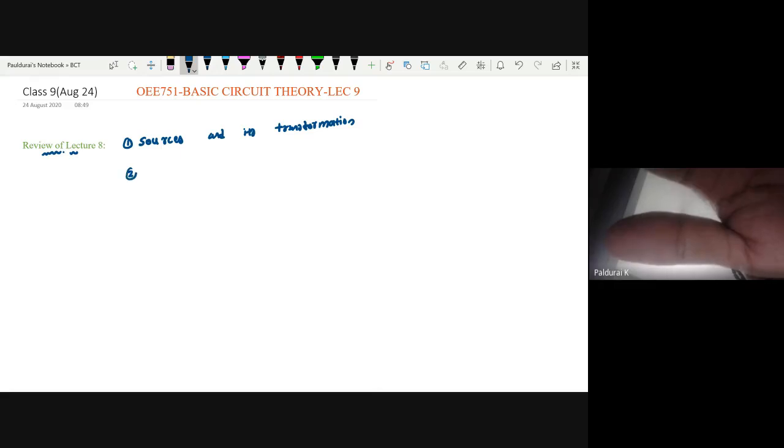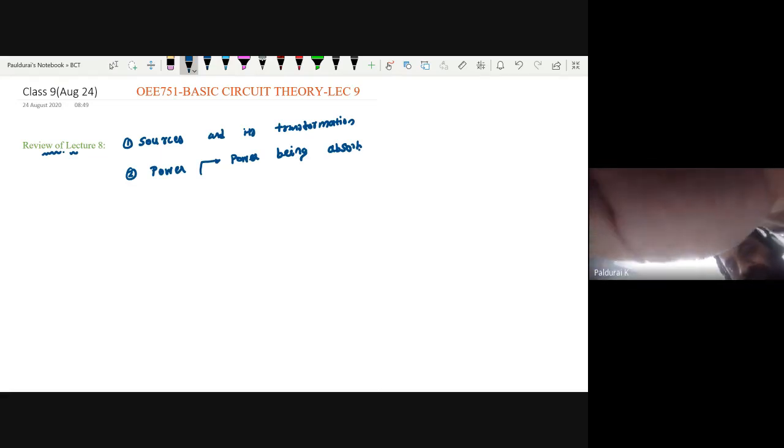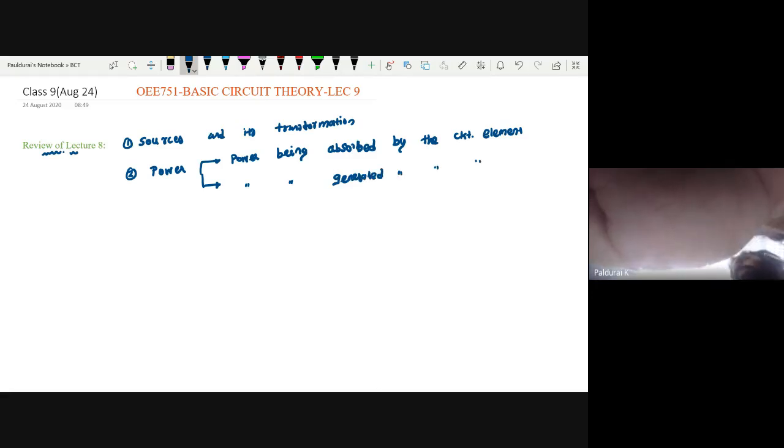Next we discussed power. We have two types of power. One is power being absorbed by the circuit element. Next one is power being generated. So absorbed power, otherwise delivered or generated power.